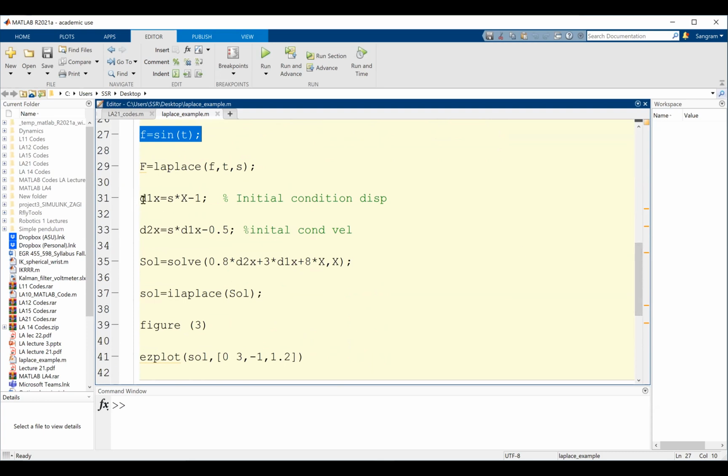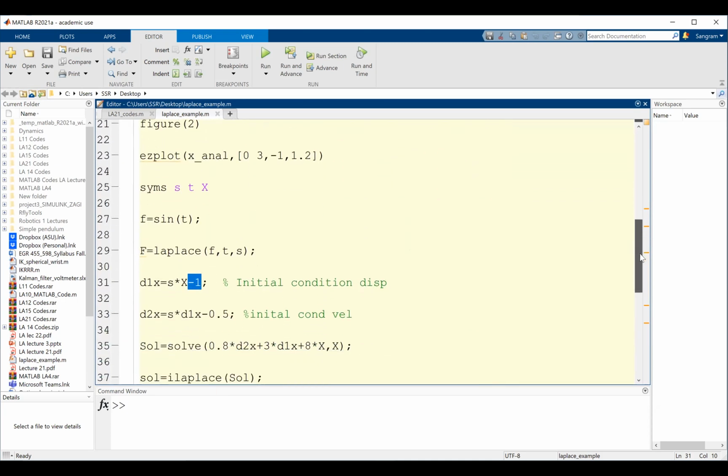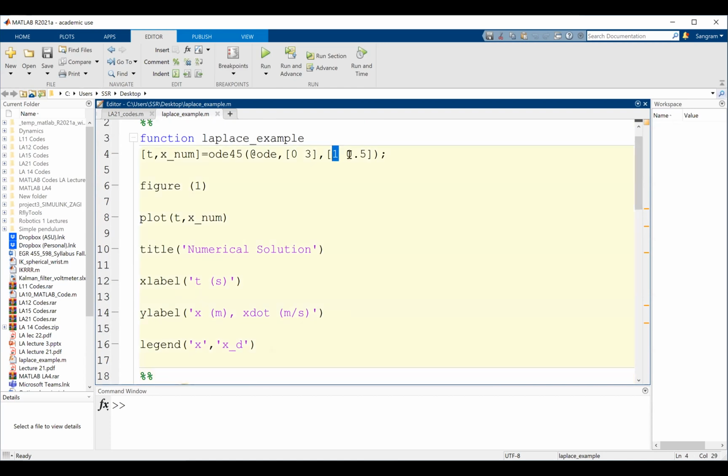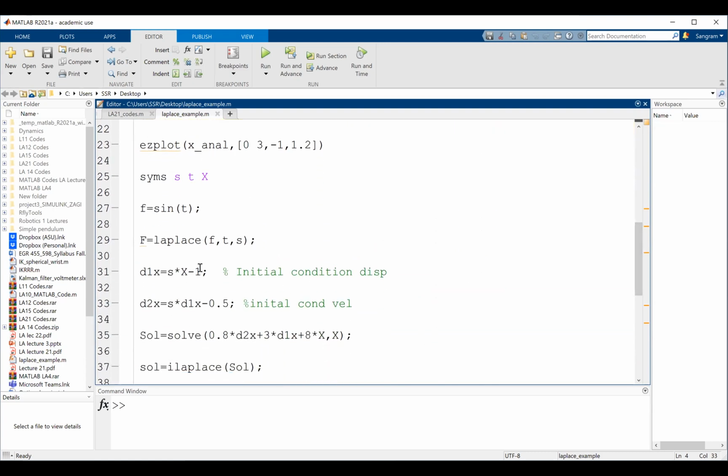Now d1x, as you can see, is x dot. X dot is actually s times X, minus 1. This minus 1 is nothing but the initial condition on the displacement. So as you can see, there is this initial condition that we need to take care of. The initial conditions here are 1 and 0.5, so I need to supply them. So this is the initial condition on displacement.